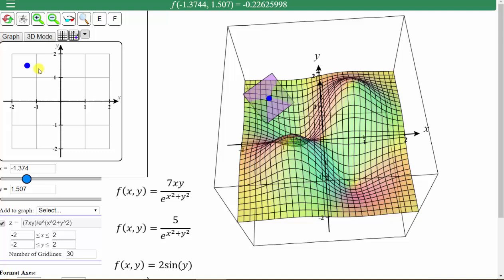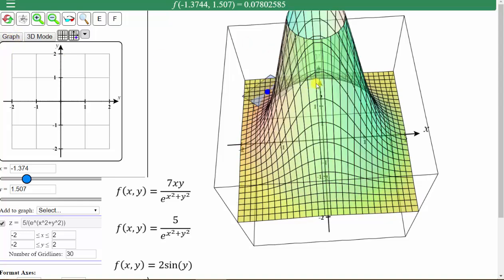Let's graph our next surface, which is given by the function f of x comma y equals 5 divided by e raised to the power of x squared plus y squared. So let's clear this entry and enter 5 divided by, in parentheses, e raised to the power of x to the second plus y to the second. And now we click graph.